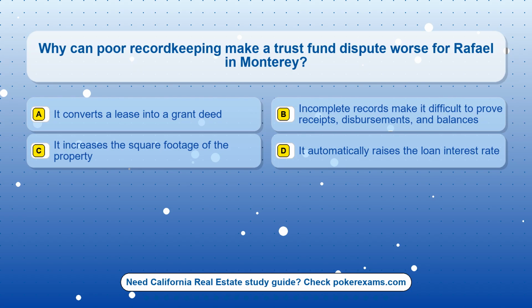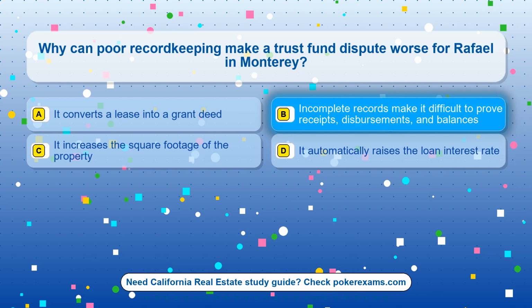Question 19. Why can poor record keeping make a trust fund dispute worse for Rafael in Monterey? Option A. It converts a lease into a grant deed. Option B. Incomplete records make it difficult to prove receipts, disbursements, and balances. Option C. It increases the square footage of the property. Option D. It automatically raises the loan interest rate.